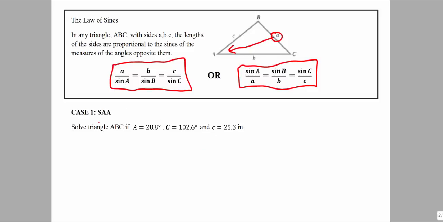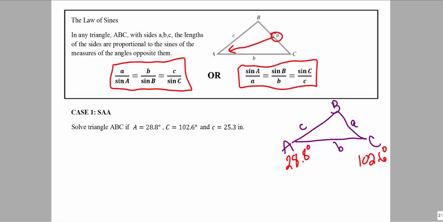So here, in our first example, we want to solve triangle ABC if we know that angle A is 28.8 degrees, angle C is 102.6 degrees, and side C is 25.3 inches. What I first recommend doing is drawing a triangle to represent ABC, so we can actually see what we're looking at here. So we're going to label ABC, and then I'm going to call this side A since it's opposite of angle A, call this side B, and call this side C. And then we're going to label what we're given. So we're given 28.8 degrees for angle A, 102.6 degrees for angle C, and for side C we're given 25.3 inches.